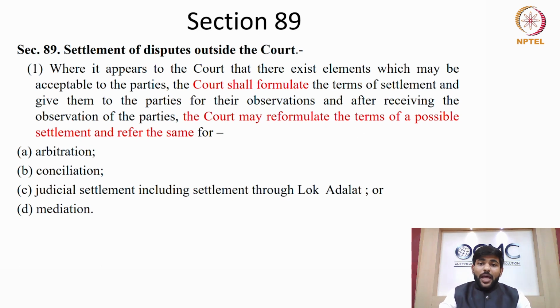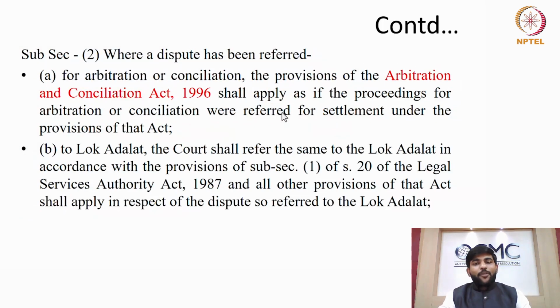Even the term shall is used: the court shall formulate the terms of settlement and give them to the parties for their observation. That means it can formulate the terms of settlement, whether it can be settled through arbitration or through conciliation, and give them to the parties for their observation. After receiving the observation of the parties, the court may refer it to the alternative dispute resolution mechanisms recognized under this section. The same has been discussed in the case of Salem Association, which we will discuss in the future slides.